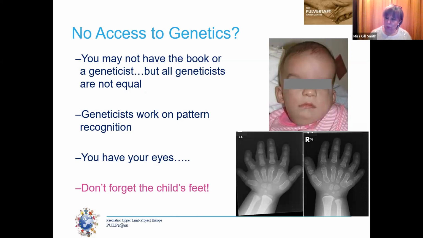And some of them have more of a knowledge of upper limb problems, and some have less. But all of them work on pattern recognition. So whether you have access to a geneticist or not, you can pattern recognize. You just need to keep looking for it. You need to use your eyes. You need to examine the patient, and you need to look at hands and feet. And if you look at what the geneticists look at, hands and feet are some of the main things they look at, together with mildly dysmorphic faces.